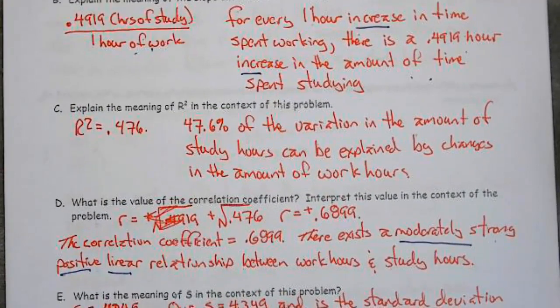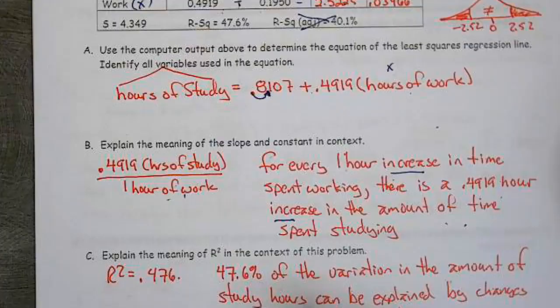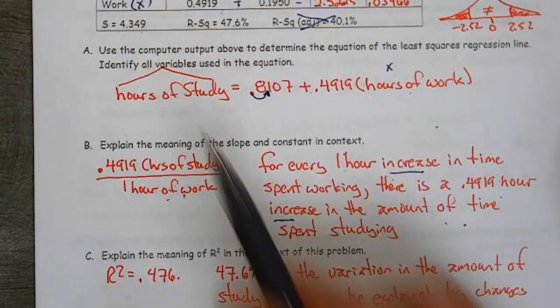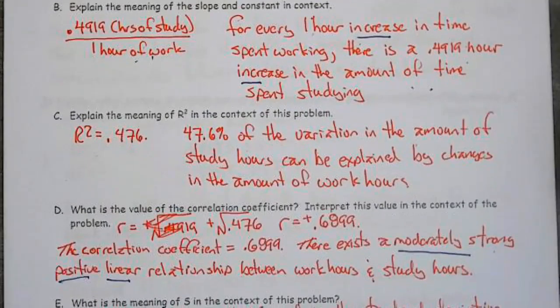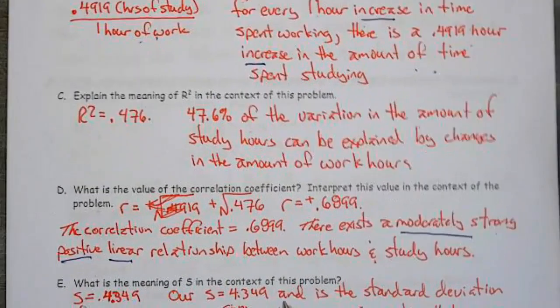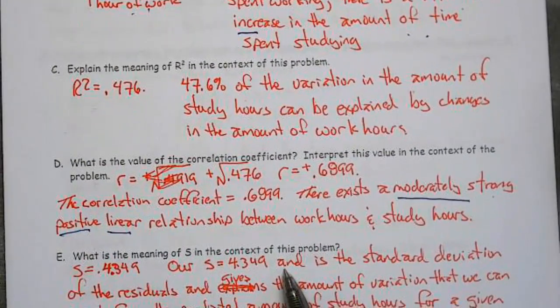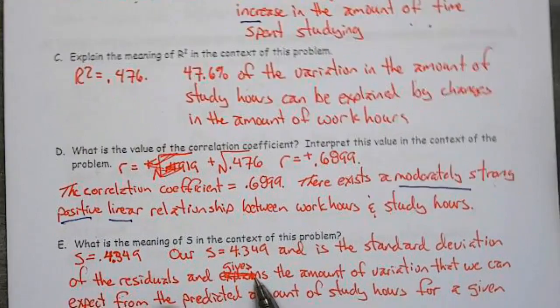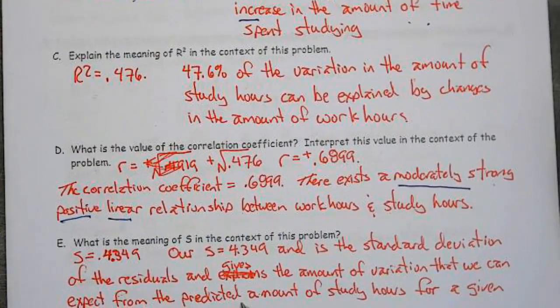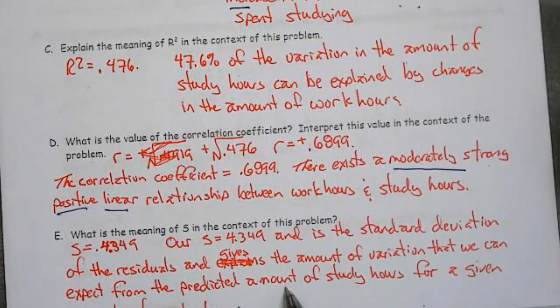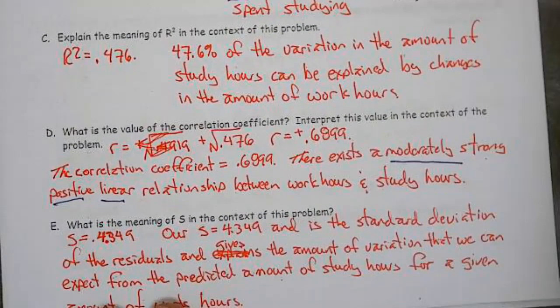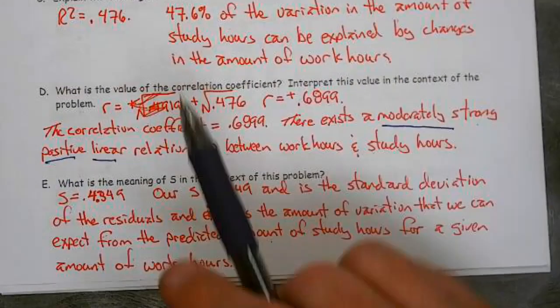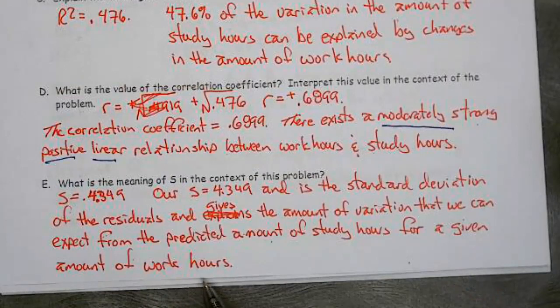What is the meaning of the S in the context of this? Well, they tell us S is 4.349. So the standard deviation of the residuals is 0.4349 and gives the amount of variation that we can expect from the predicted amount of study hours for a given amount of work hours or a given quantity of work hours.